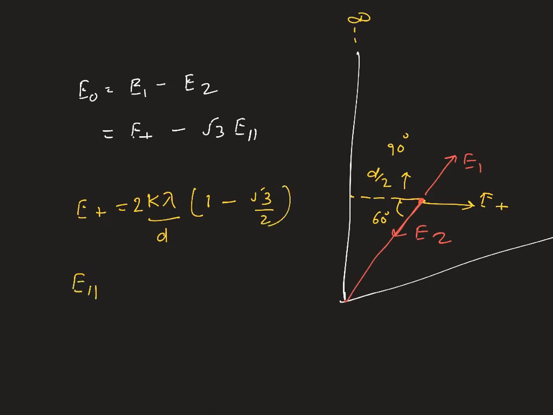What will be E parallel equal to? E parallel like this. E parallel will be equal to k lambda by d by 2, again the 2 goes up, cos 60, that is 1 by 2, minus cos 90 equals 0. So that becomes equal to k lambda by d. And you can use the values of E parallel and E perpendicular to find the value of the net field, that is E naught.